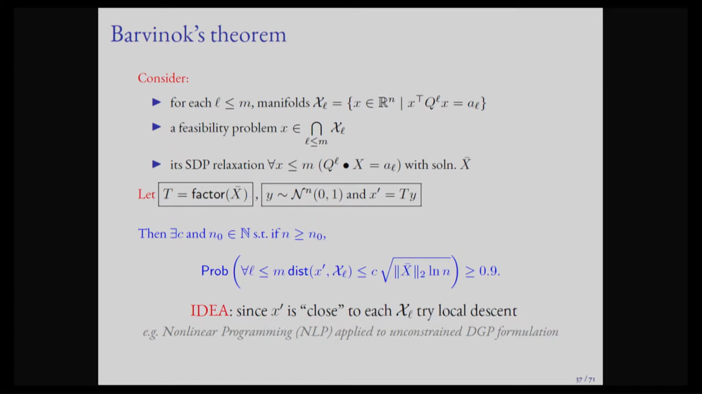But he claims and he proves that there exists a universal constant C and some n0 after which the following holds. The probability that, for every one of these manifolds, the distance between X prime and the manifold itself is less than this quantity exceeds 90%. Now, 90% is not really a magic number. There are some parameters that you can adjust in the proof in order to make this number as big or as small as you wish. I think he chose 90% because it's comforting to the human.